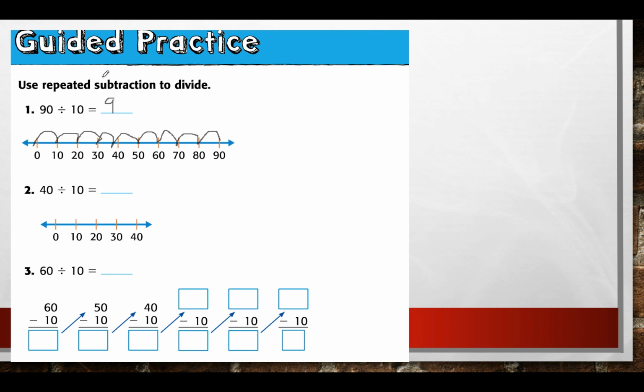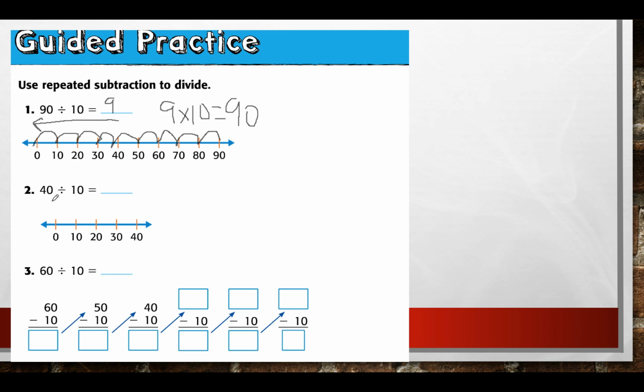If I wanted to check division, remember I use multiplication. And when I check, I go from the end all the way back to the beginning. So if I was to check this, I would say 9 times 10 equals 90. So remember that. You start with the number on the end and you work your way back in order to check.